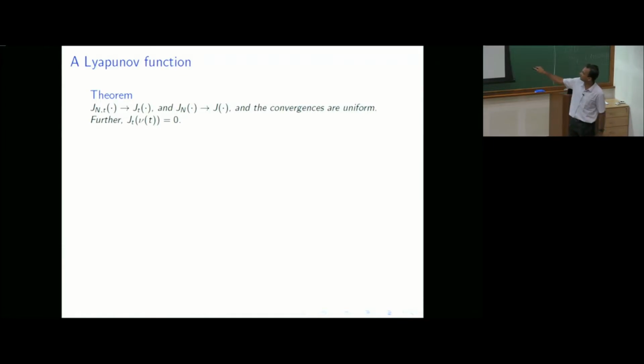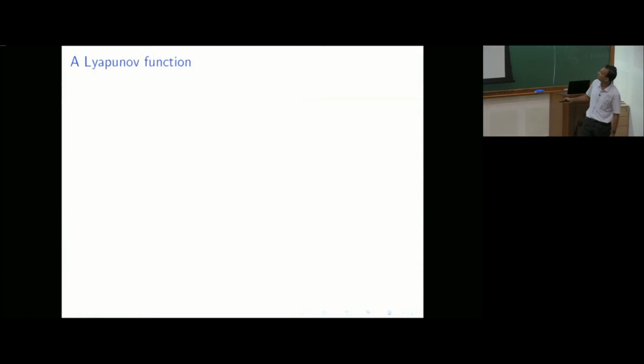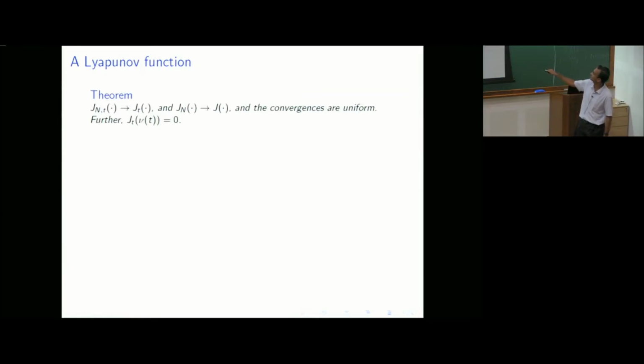So these interpolated functions, J_n^t is the negative 1 over n of the logarithm of P_n^t, but interpolated over this, and J_n is for the invariant measure. So these two sequences of functions converge to J^t and J. These convergences are uniform, and further J^t of nu t is 0. So we'll come to how we use this later. But these two convergences are uniform.